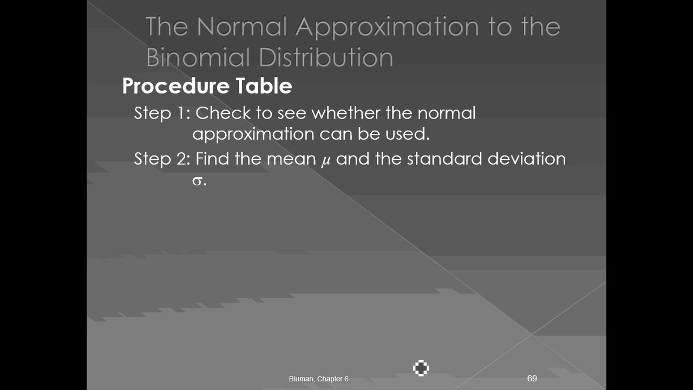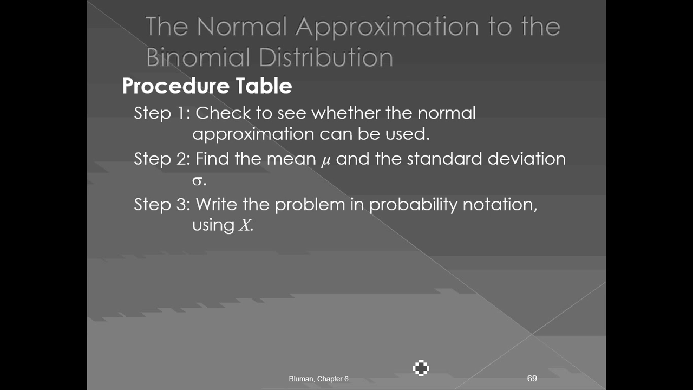and you can use it on your assignment. So first thing is check to see whether the normal approximation can be used. If it can't be used, you would have to just go about it with the regular binomial formula, the way that we used to do it the old way. And that's n times p and n times q. They have to be greater than or equal to 5. Then you find the mean and the standard deviation, which was the formula at the bottom of the last slide.